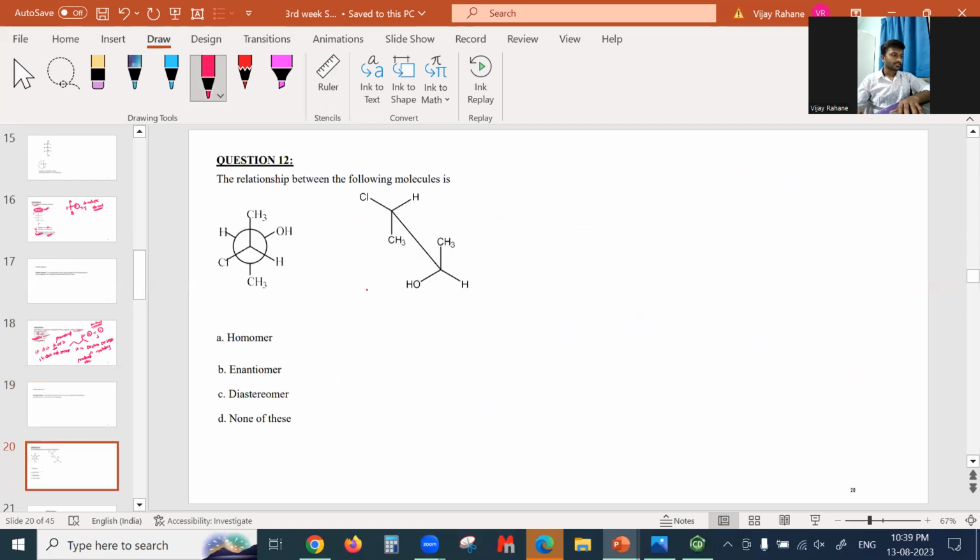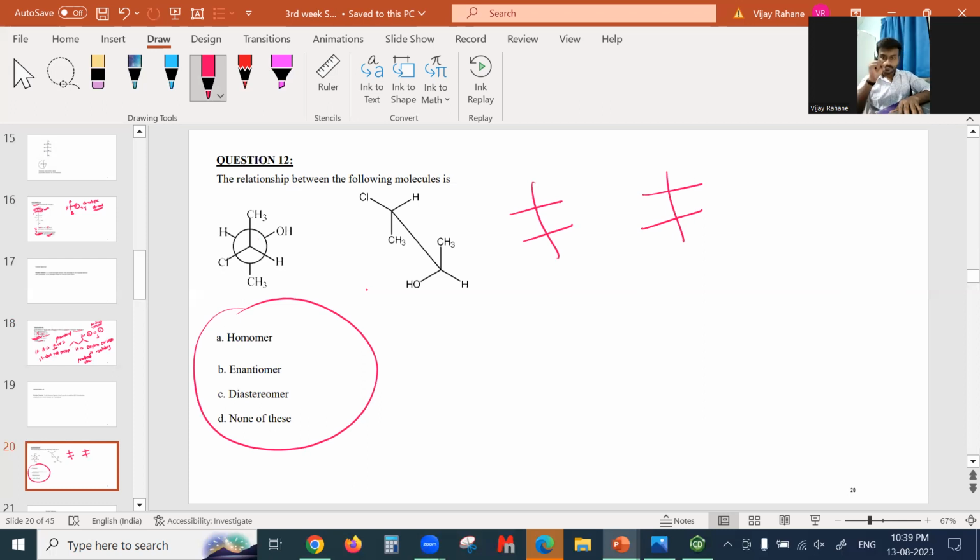And obviously there are some different questions. This question you can easily solve by converting both structures into the form of Fischer projection formula. If you convert both structures into Fischer projection, then you can easily get the one option from this. Please let me interrupt in between if you have any doubt. Okay.